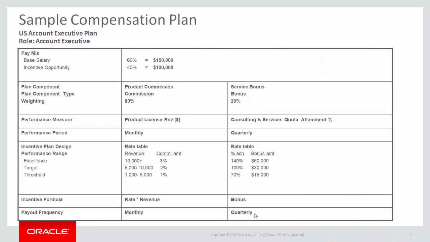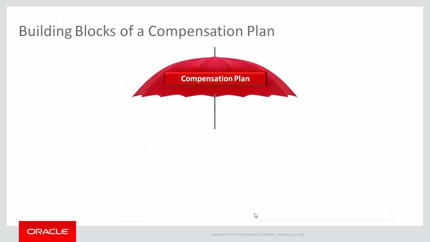This is an example of an infinite number of compensation plans that could be produced by a customer, but this is just, again, one example to help give an idea of what a compensation plan might look like from someone that is being given a compensation plan to see how it's being communicated to them. In order to design a compensation plan, it's based on a series of building blocks.